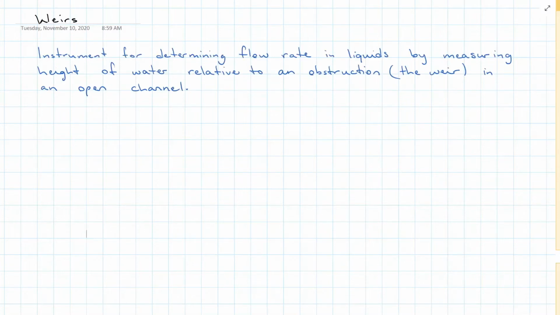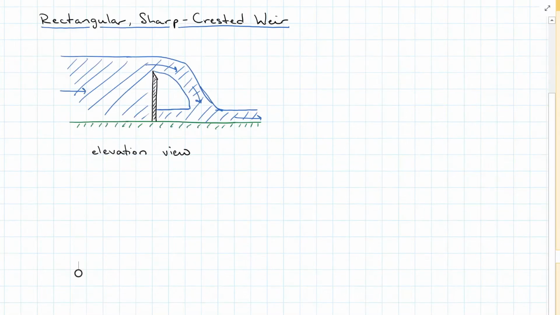Weirs are instruments for determining flow rate in liquids by measuring the height of the water relative to an obstruction, in this case the weir, in an open channel. The first weir we're going to talk about is a rectangular, sharp-crested weir.